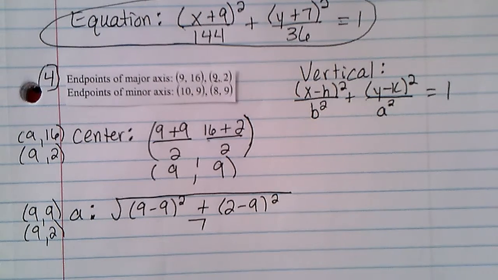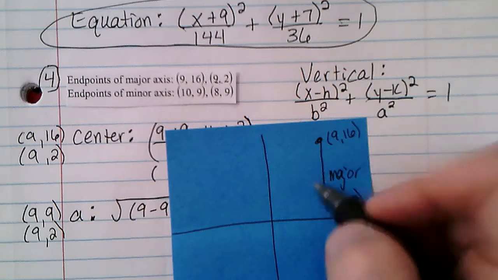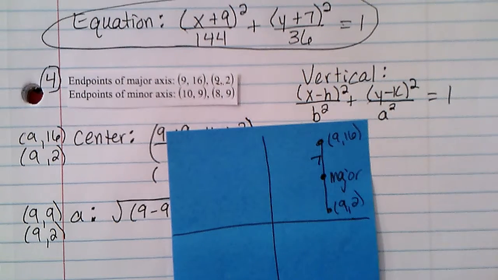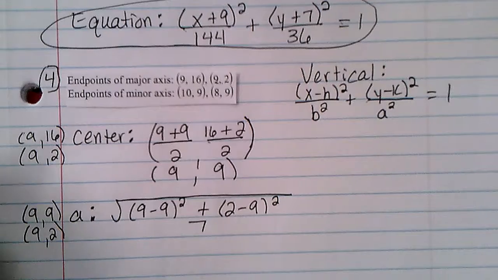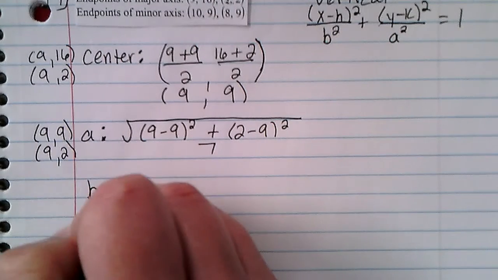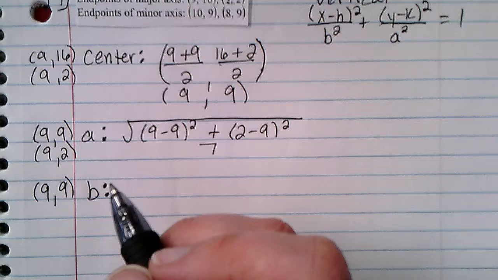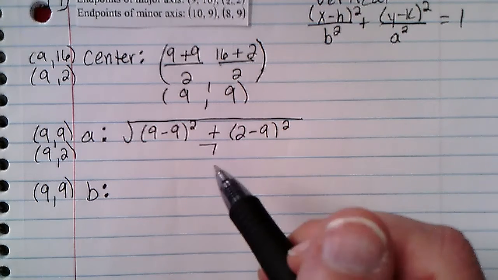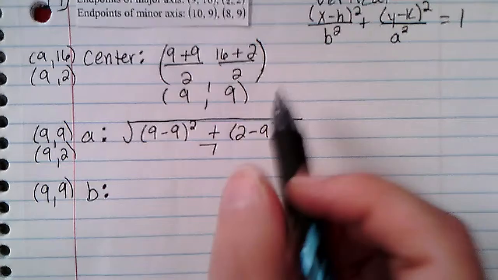So that is your A value, which if we go back to our sketch here, so here's the center at 9, 9. That's your A value of 7 from the center to either one of those endpoints, just as a reminder. So now our B value, again, we're going to use the center point. Be extremely careful when you're finding that center point, because if you make a mistake here, it's going to mess your work up, and then you essentially have to start over.